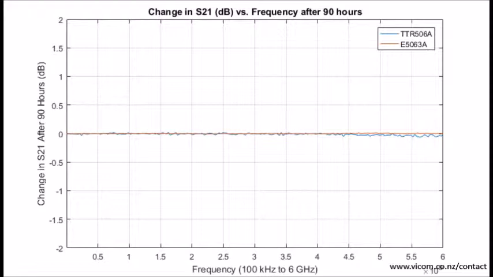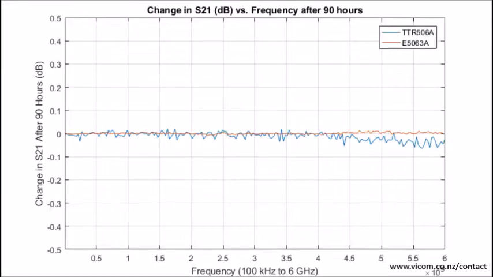Here are the results for both instruments, looking at the change in dB of S21 versus frequency over the 90-hour period. As you can see, the TTR 500 has very similar results as the E5063A. While the ENA had nearly zero drift over the 90 hours, the TTR 500 had less than 1/10 of a dB of drift. Now it's up to you to decide if 1/10 of a dB is worth the added cost.